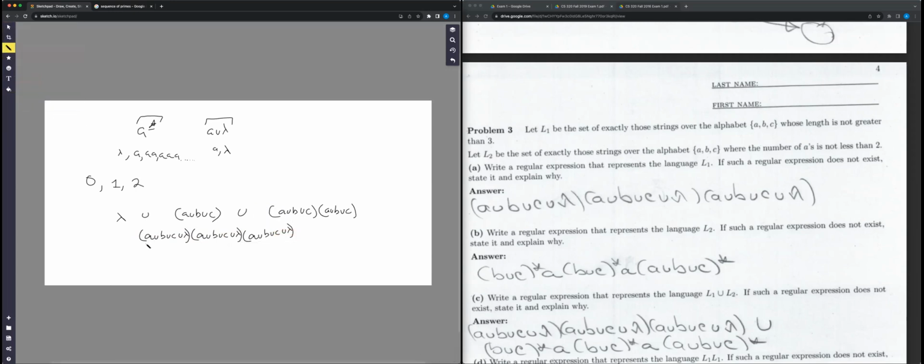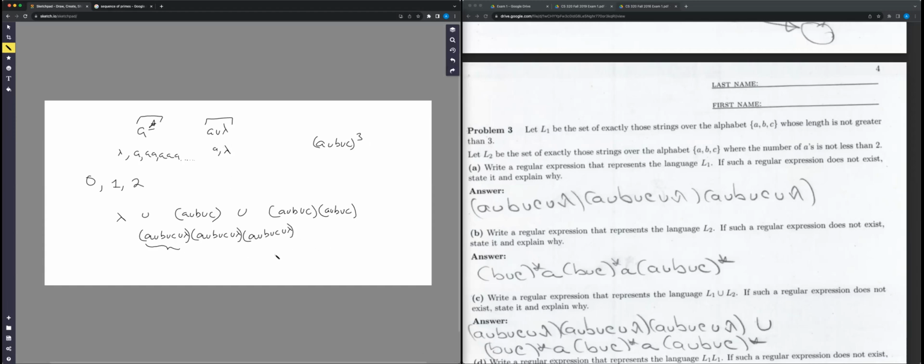So from here, you can't modify the value of the star. The star represents every integer. So you can't say something like A or B or C to the third power. This isn't a regular expression. We don't have numbers in a regular expression. That wasn't one of the symbols we could use.